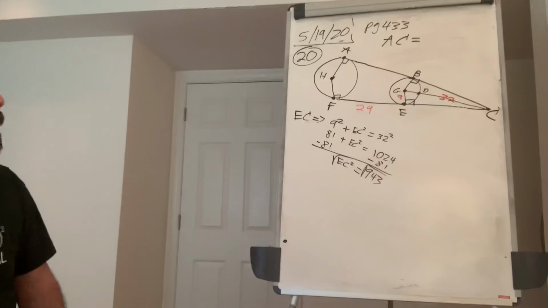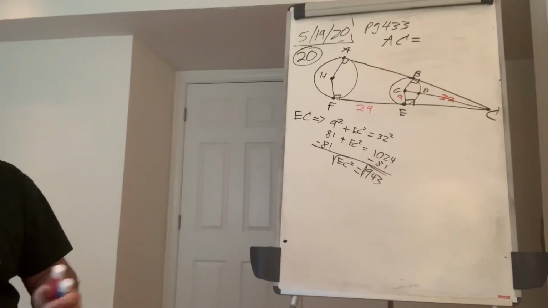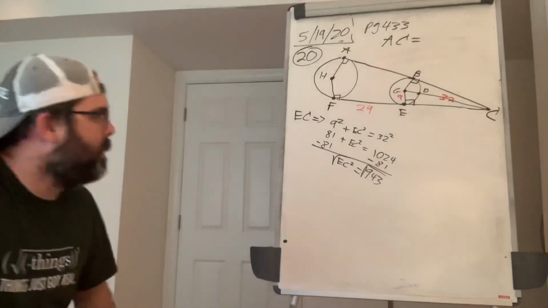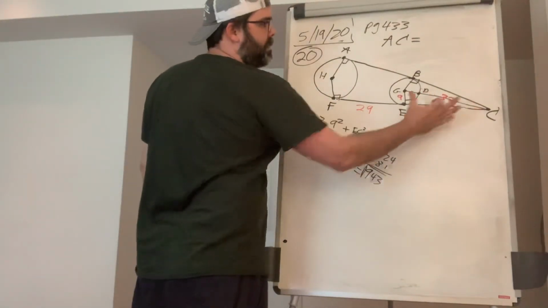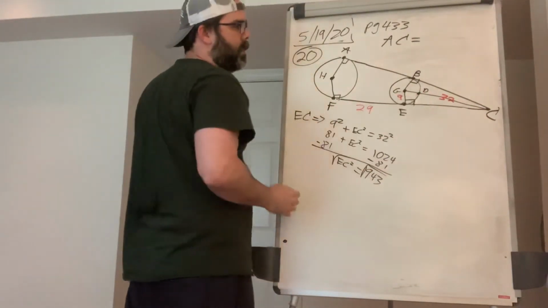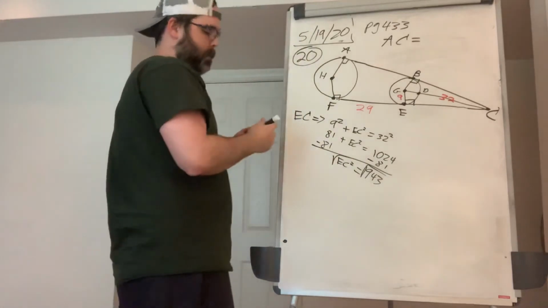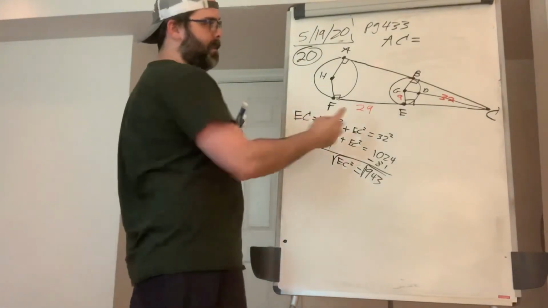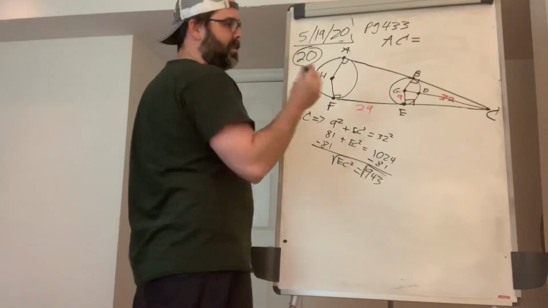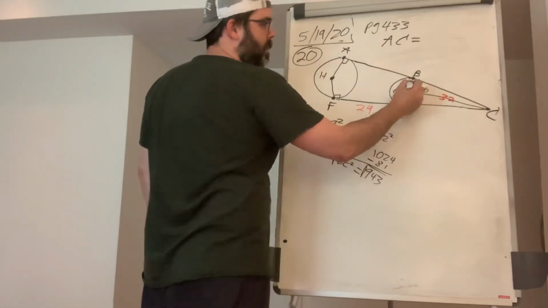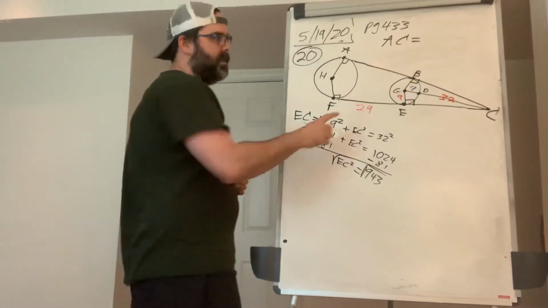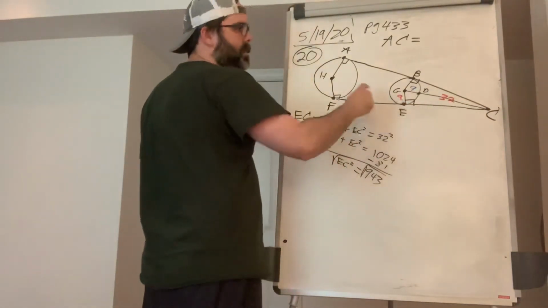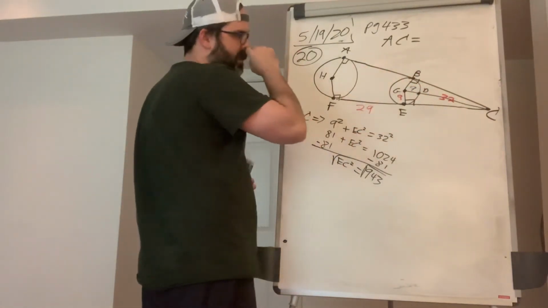Oh, that's why. I see what I did. 32 is not the hypotenuse. 32 is only from D to C. There's a little unknown here, which we actually do know. This is the radius of the circle, so this is actually 9 as well. They didn't give us that information, but it is what it is. So the hypotenuse is not 32, it's 32 plus 9, which is 41.